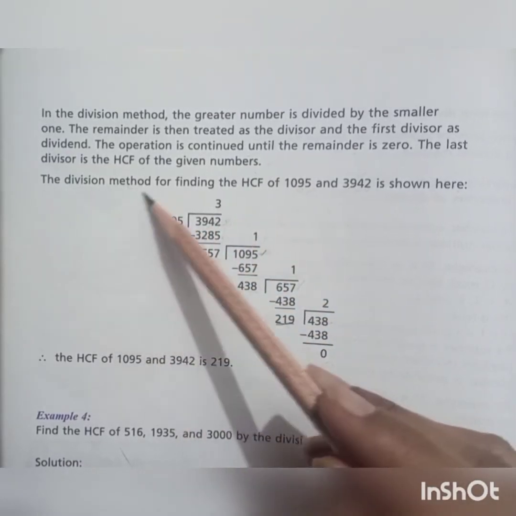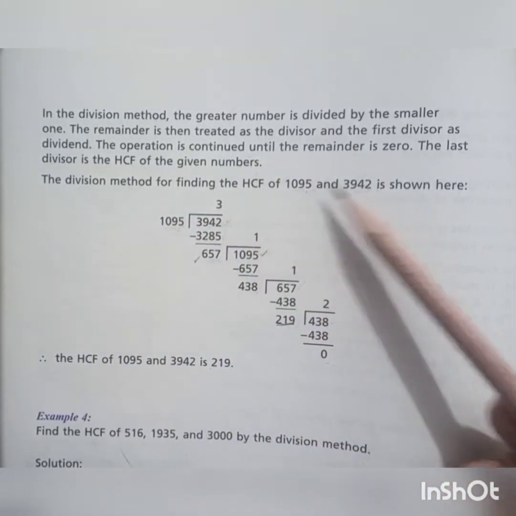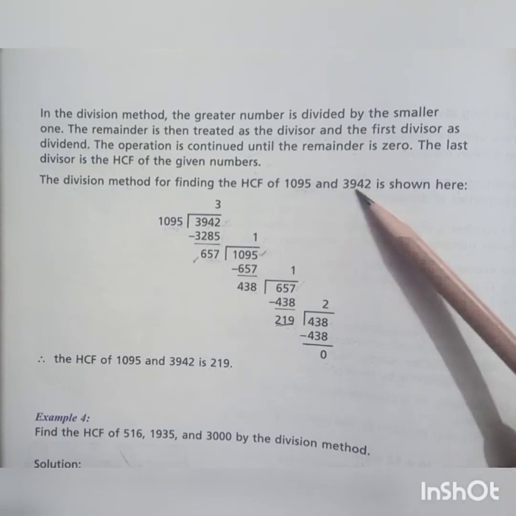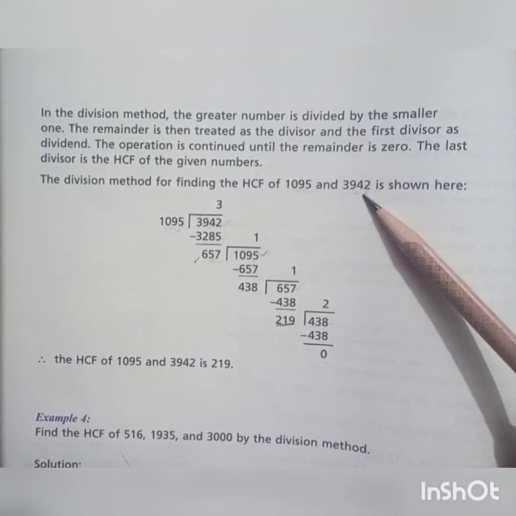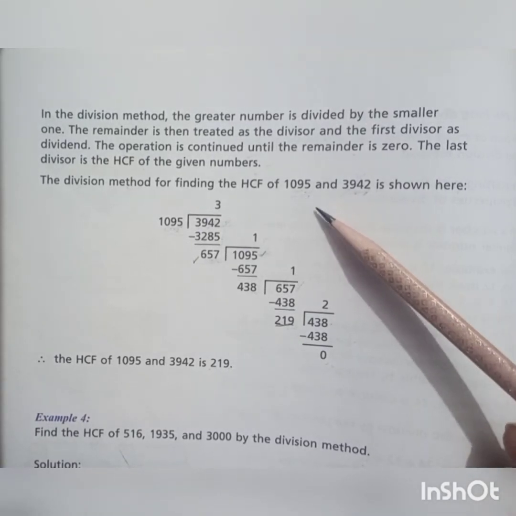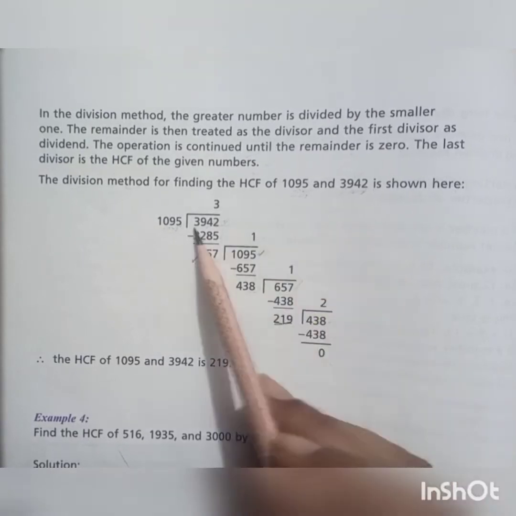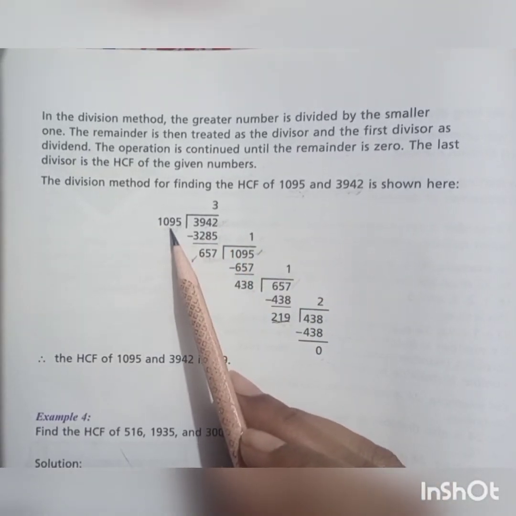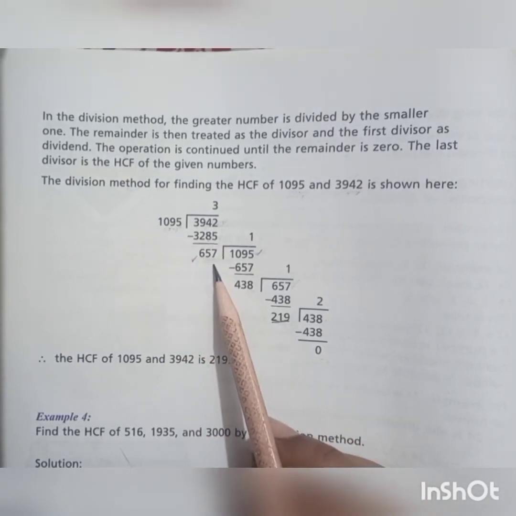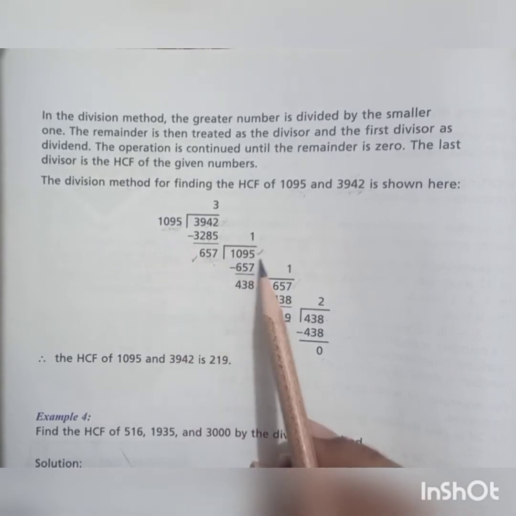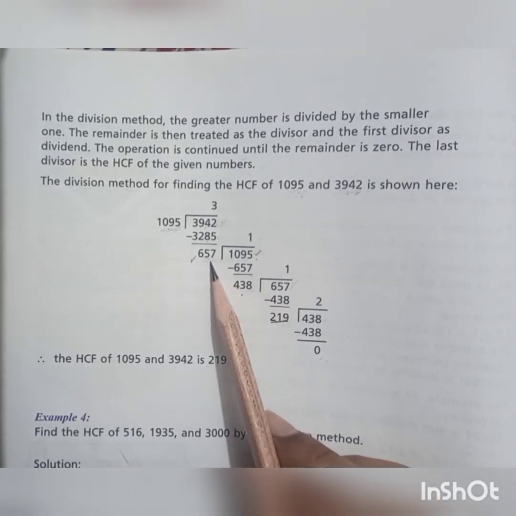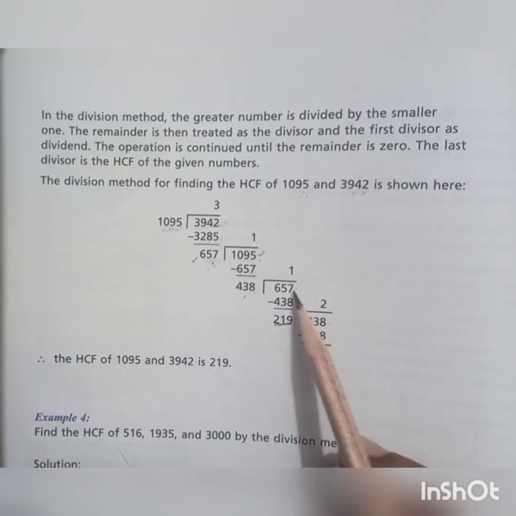You can see here the division method for finding the HCF of 1095 and 3942. First of all, we have to see which one is greater and which one is smaller. This value is greater and this value is smaller. Now we will divide these values until we get a remainder of 0. First, the larger value will be treated as the dividend and the smaller value as the divisor. Then the remainder will be treated as the divisor and the divisor will be treated as the dividend, and so on.